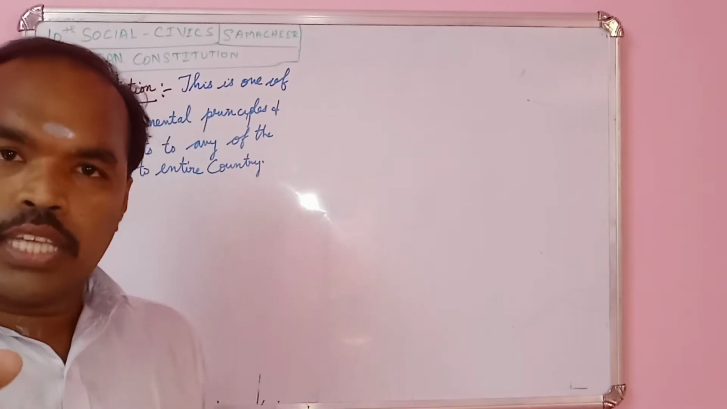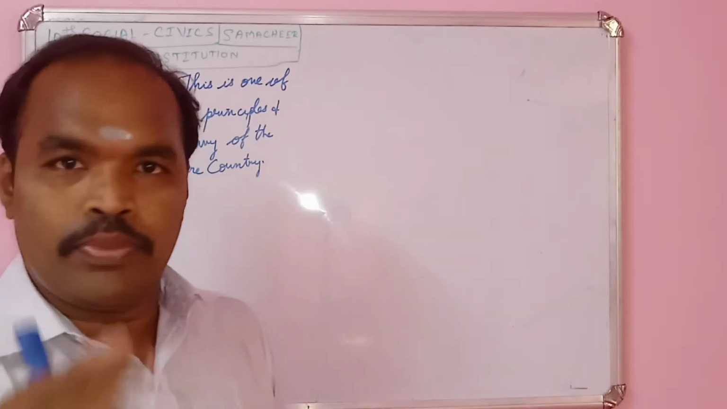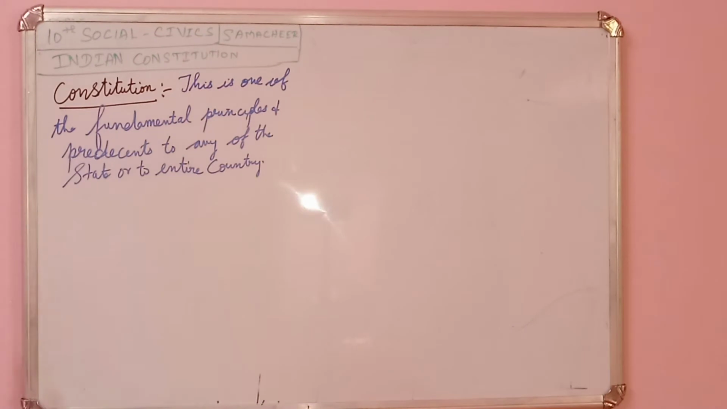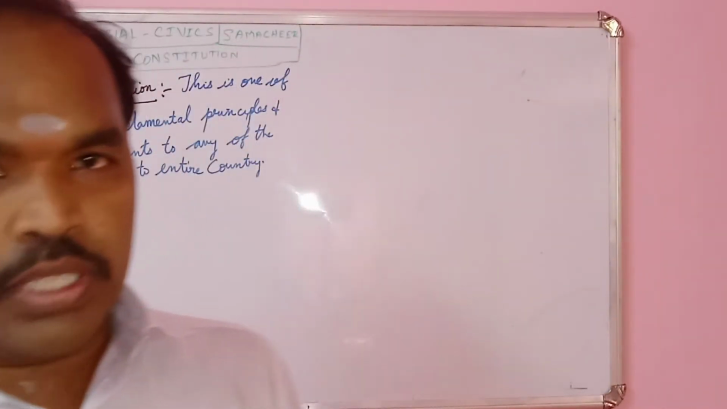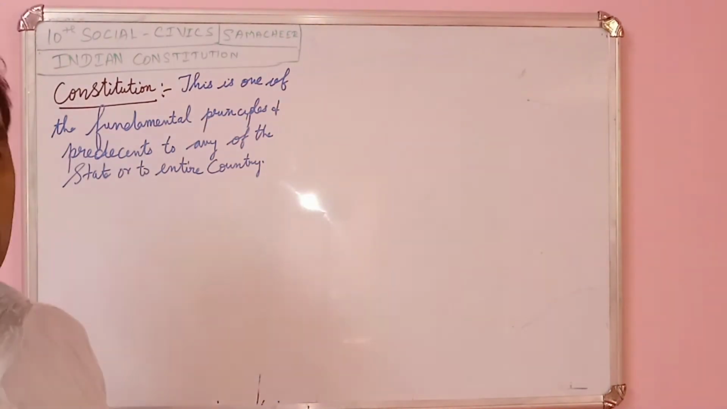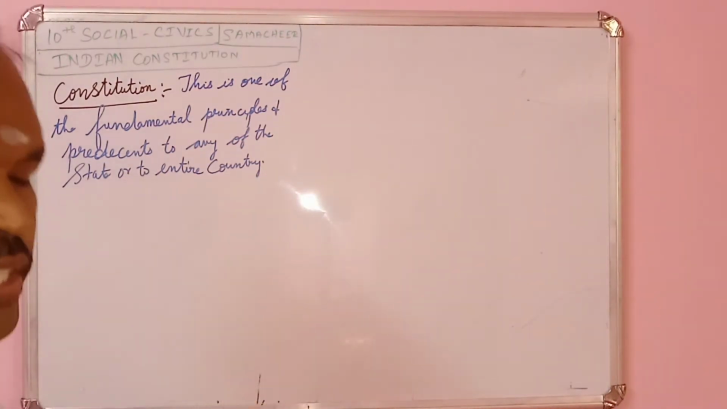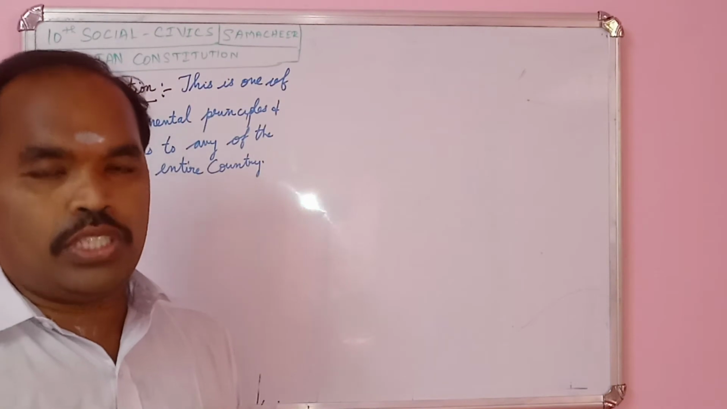In Tamil we say Arasiyal Amaippu. Constitution means Arasiyal Amaippu. Last class itself I taught you about this constitution, its salient features, and how many articles, parts and schedules there are. There are 448 articles, 25 parts and 12 schedules in the Indian Constitution.